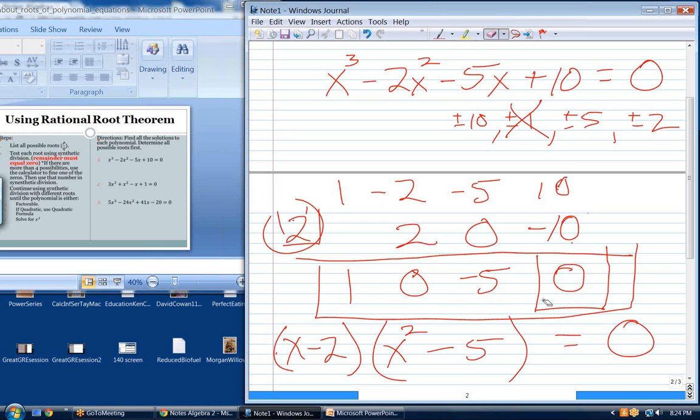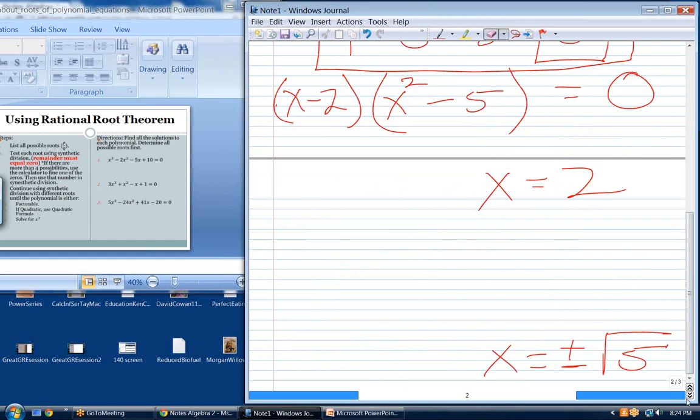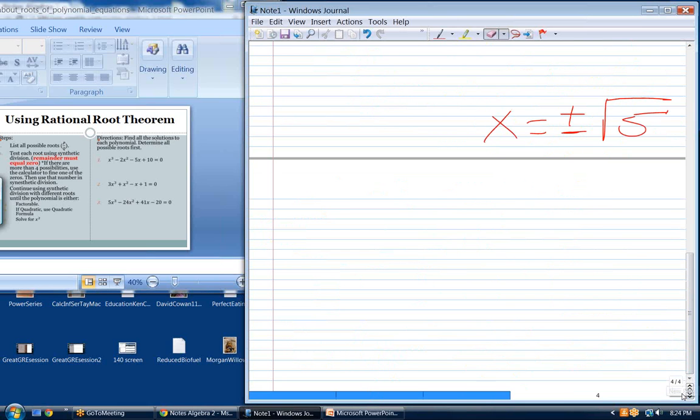Okay? Let's do one more. Let's do 3. Let's have you do it from the get-go. Make sure I can read it right. 3x cubed plus x squared minus x plus 1.